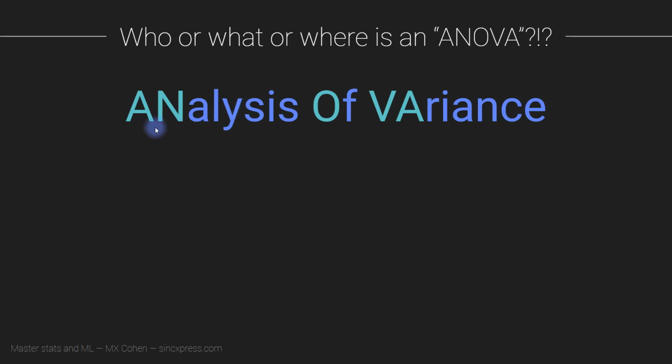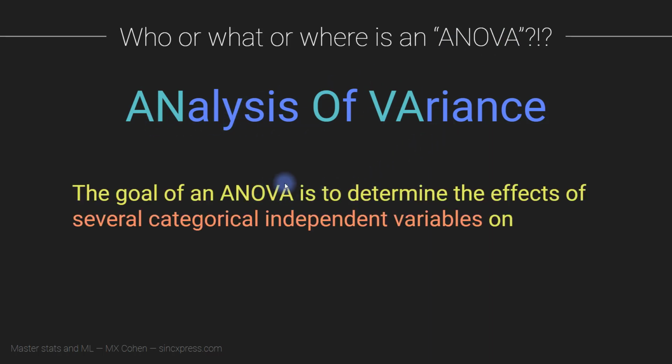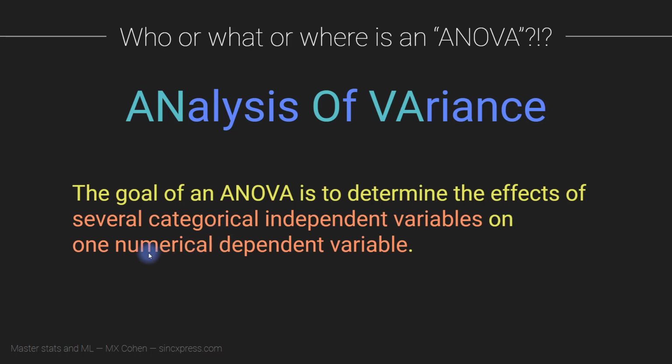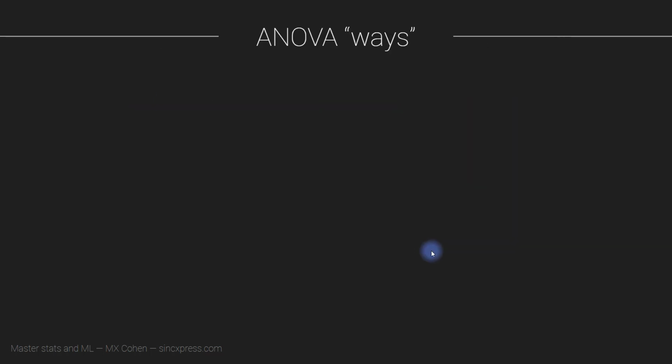ANOVA stands for analysis of variance, and the goal of an ANOVA is to determine the effects of multiple categorical independent variables on a numerical dependent variable. So notice we're mixing different types of variables here. We have a numerical variable for the dependent variable and categorical for independent variables. I'll give some examples in a moment so you can get an idea of what this means.